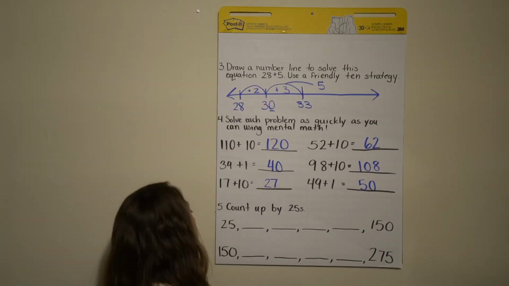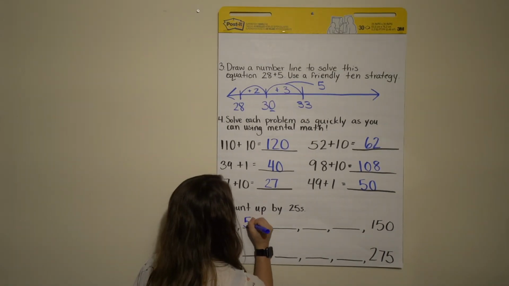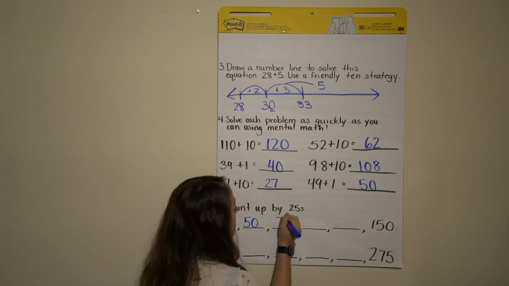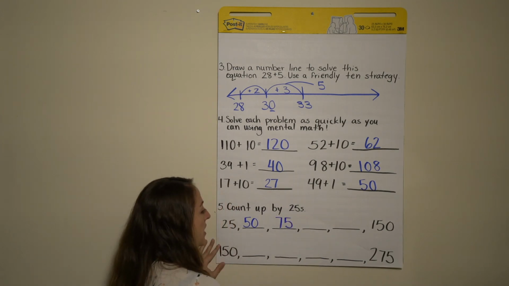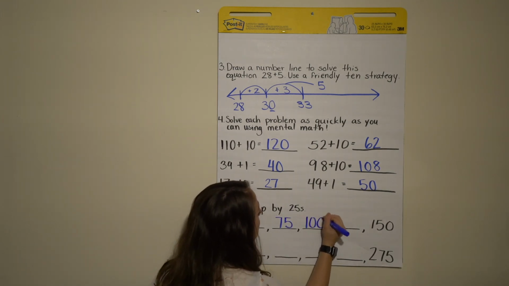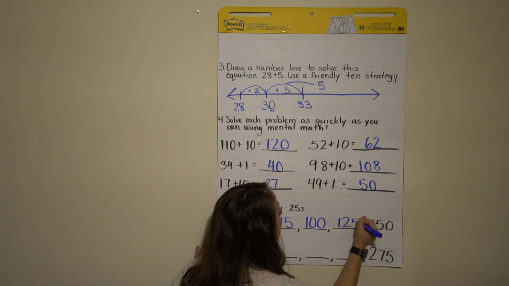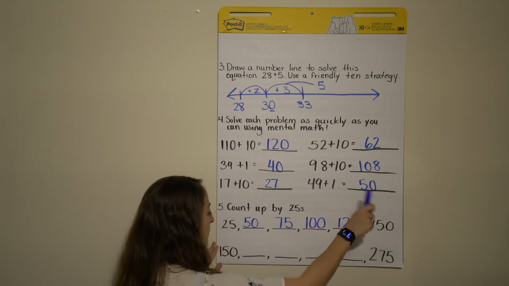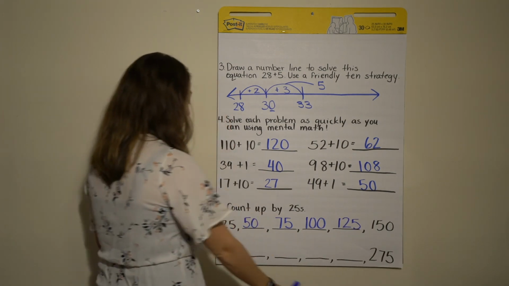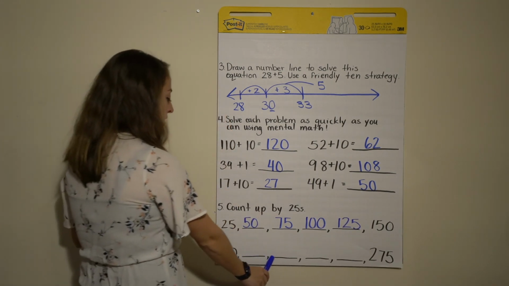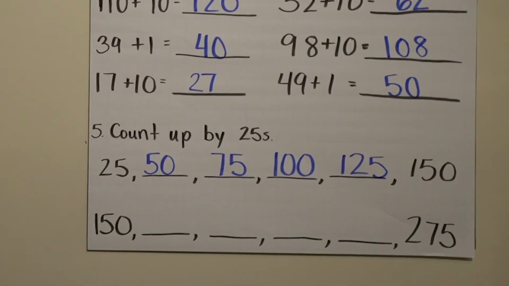All right, so it's 25, 50, 75, 100, and then the pattern happens all over again. 125, 150. Okay, so now you're starting with 150 here, and you're going to finish counting by 25s.